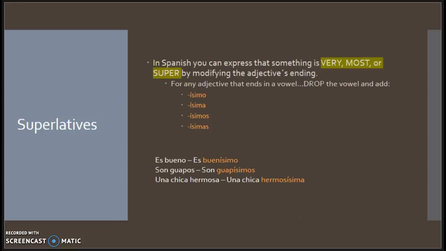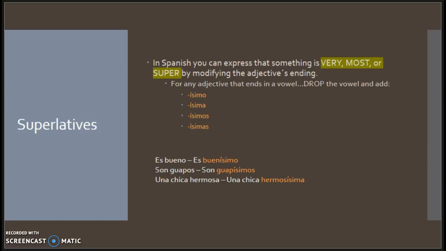Now let's talk about superlatives. A superlative is something that you do in high school for seniors. You have senior superlatives. And these are basically where you're trying to take a word and make it stand out and say that something is very or most or super. It's the best of the best.